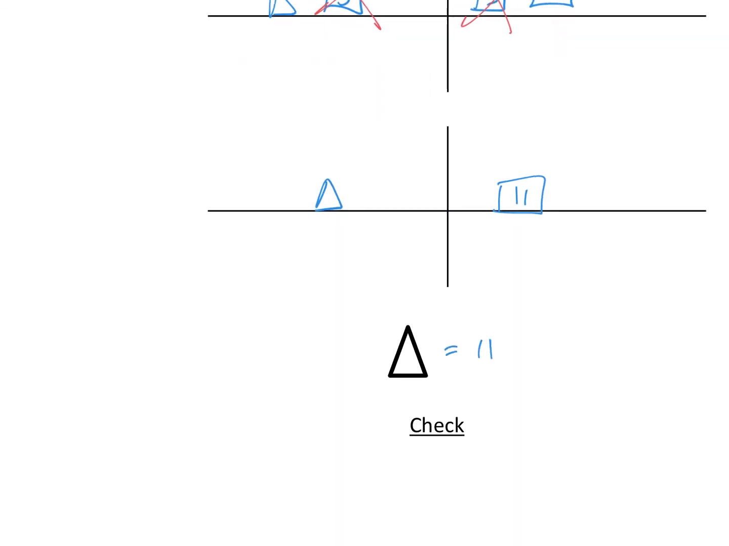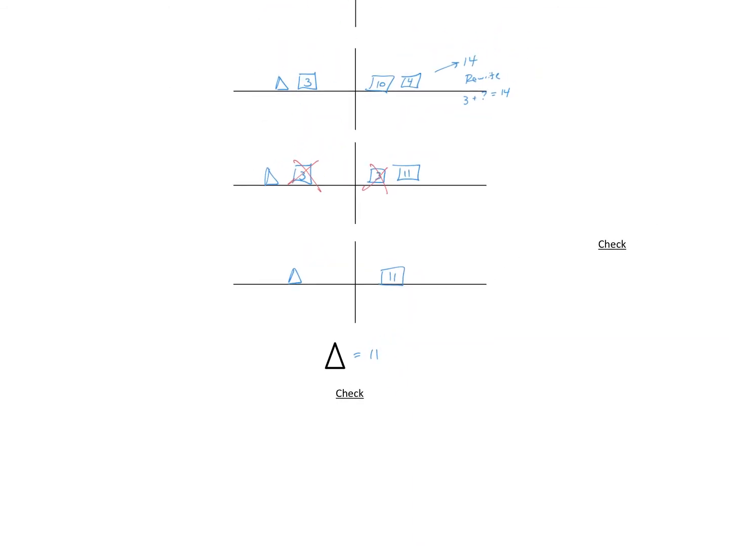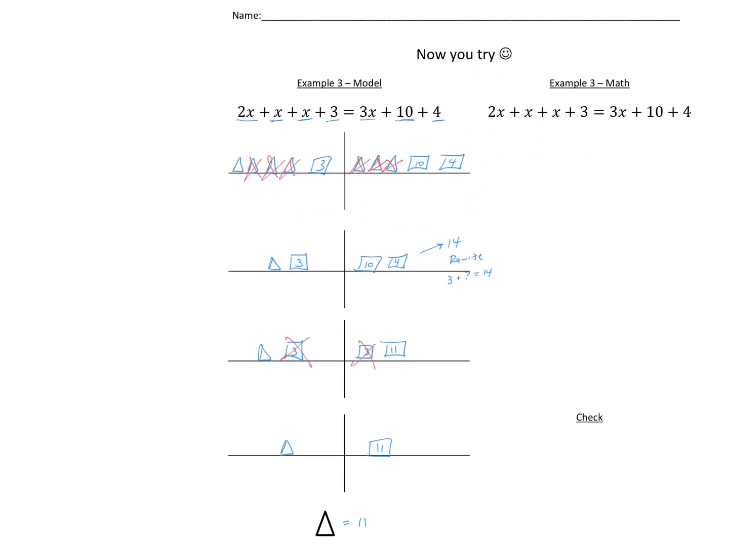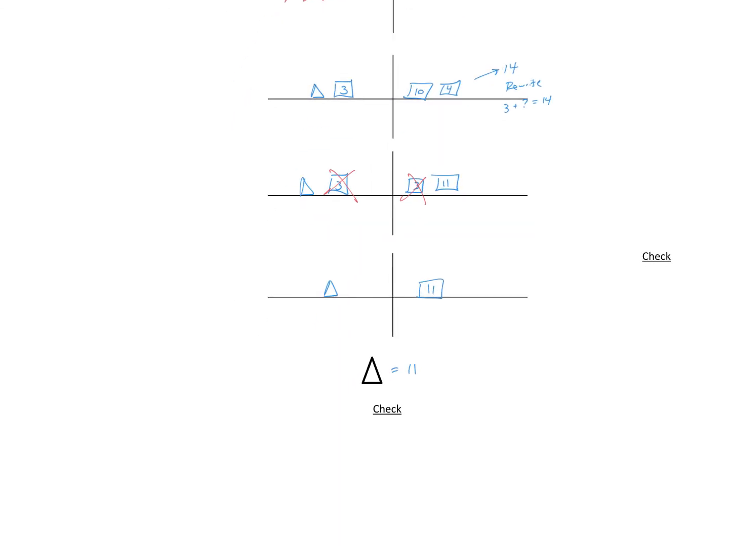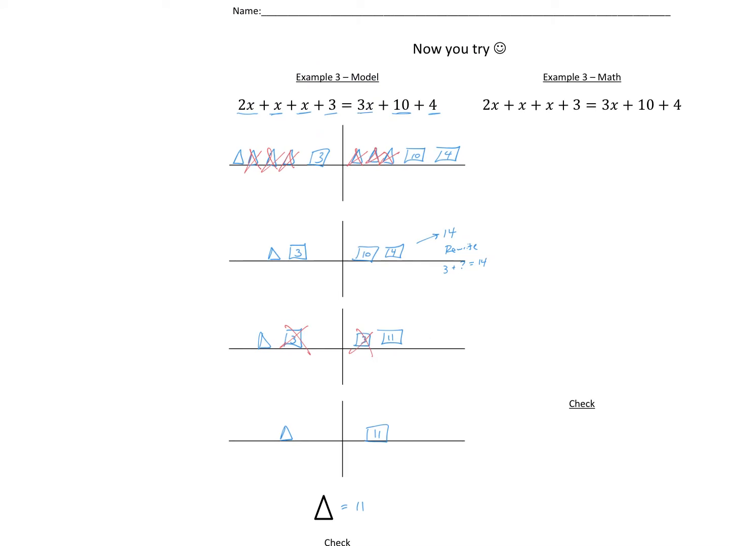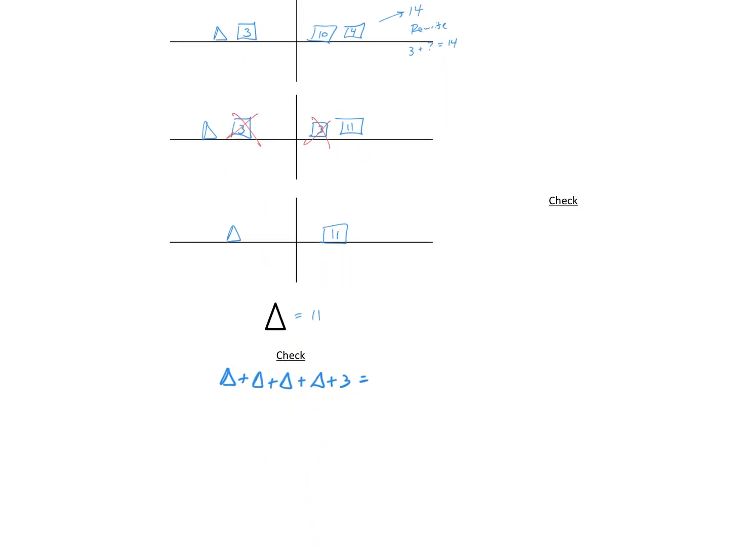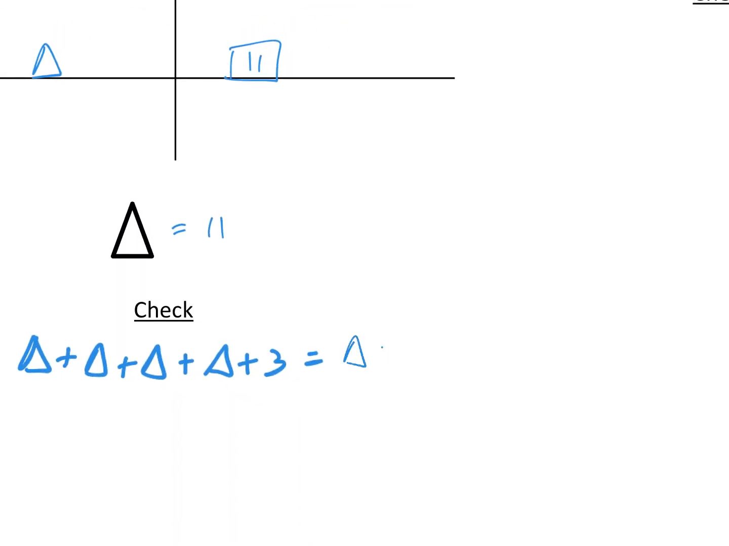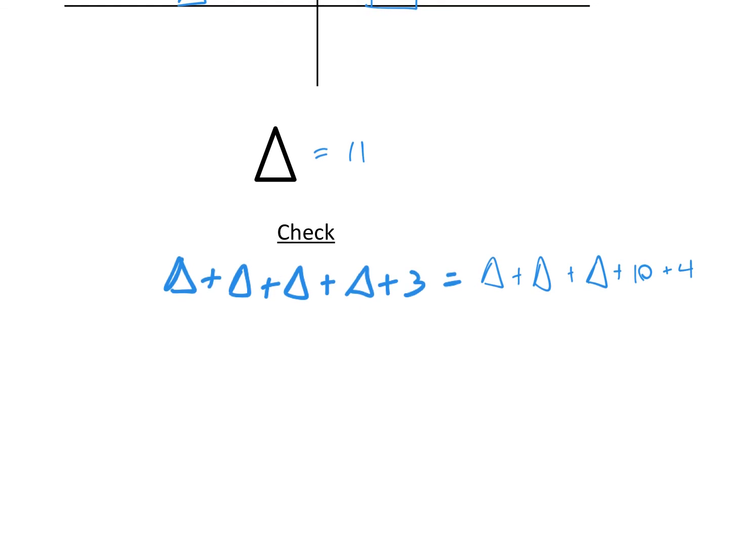Last thing I have to do is check. So I look at my scale and I see, to start with, I had 4 pawns and a 3 on the left side. So pawn plus pawn plus pawn plus pawn plus 3 is equal to. And on the right side, I had 3 pawns and a 10 and a 4. Pawn plus pawn plus pawn plus 10 plus 4. Next, I'm going to plug in. So I have 11 plus 11 plus 11 plus 11 plus 3.